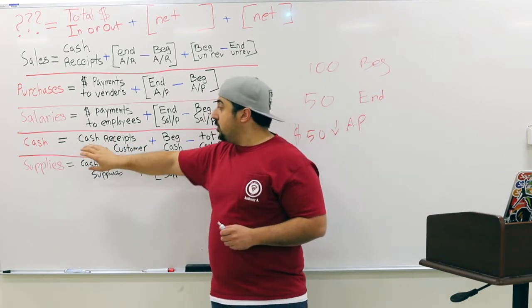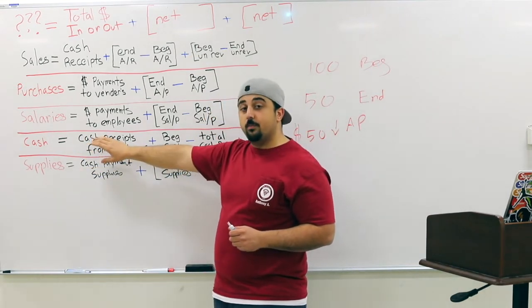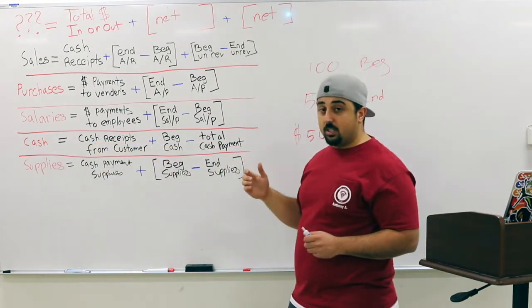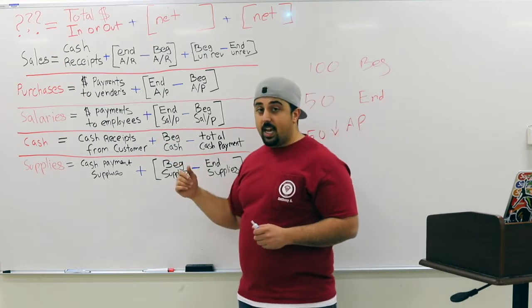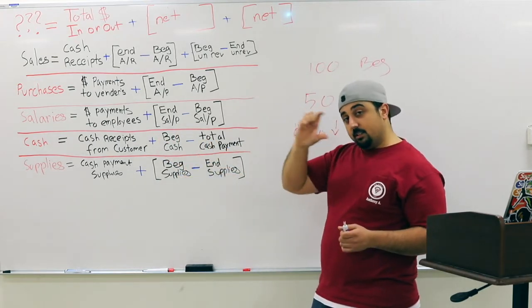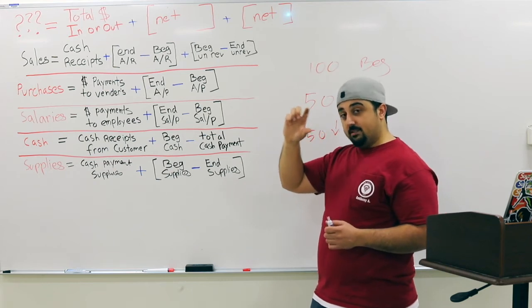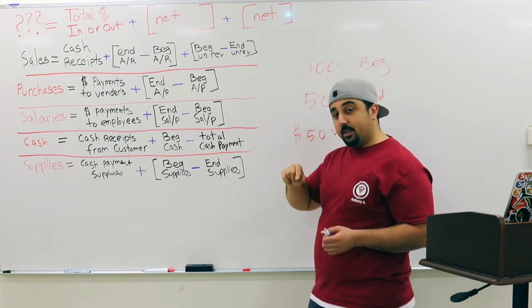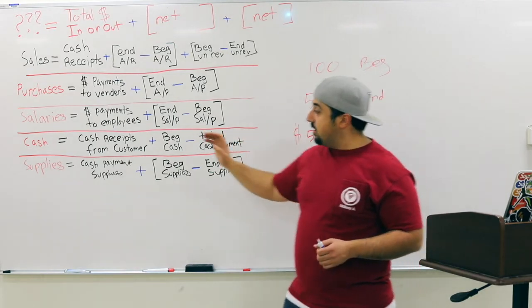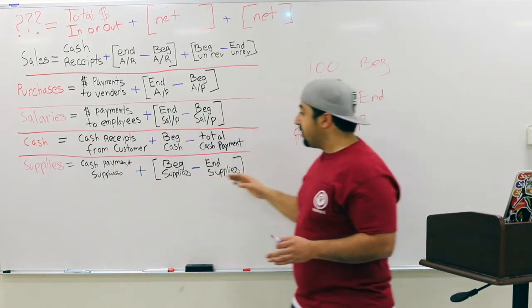For cash, you want to get your total cash receipts from customers plus beginning cash minus total cash payments. That is the little information box that is given on handout 5. You add that up at the bottom and bam, you got that number, and you get that cash.